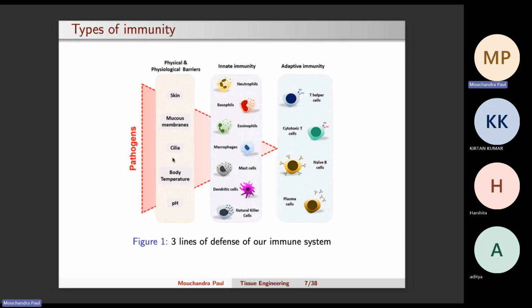Then in the intestine there are cilia. Okay, so they are like hair-like projections completely covering the inner lining of the small intestine. So they can also trap the pathogen and stop it from going forward. Then the temperature of our body, so it can kill those pathogens which cannot survive at this temperature. Then the pH, the acidic pH of our stomach. So these are all physiological barriers that our body has.